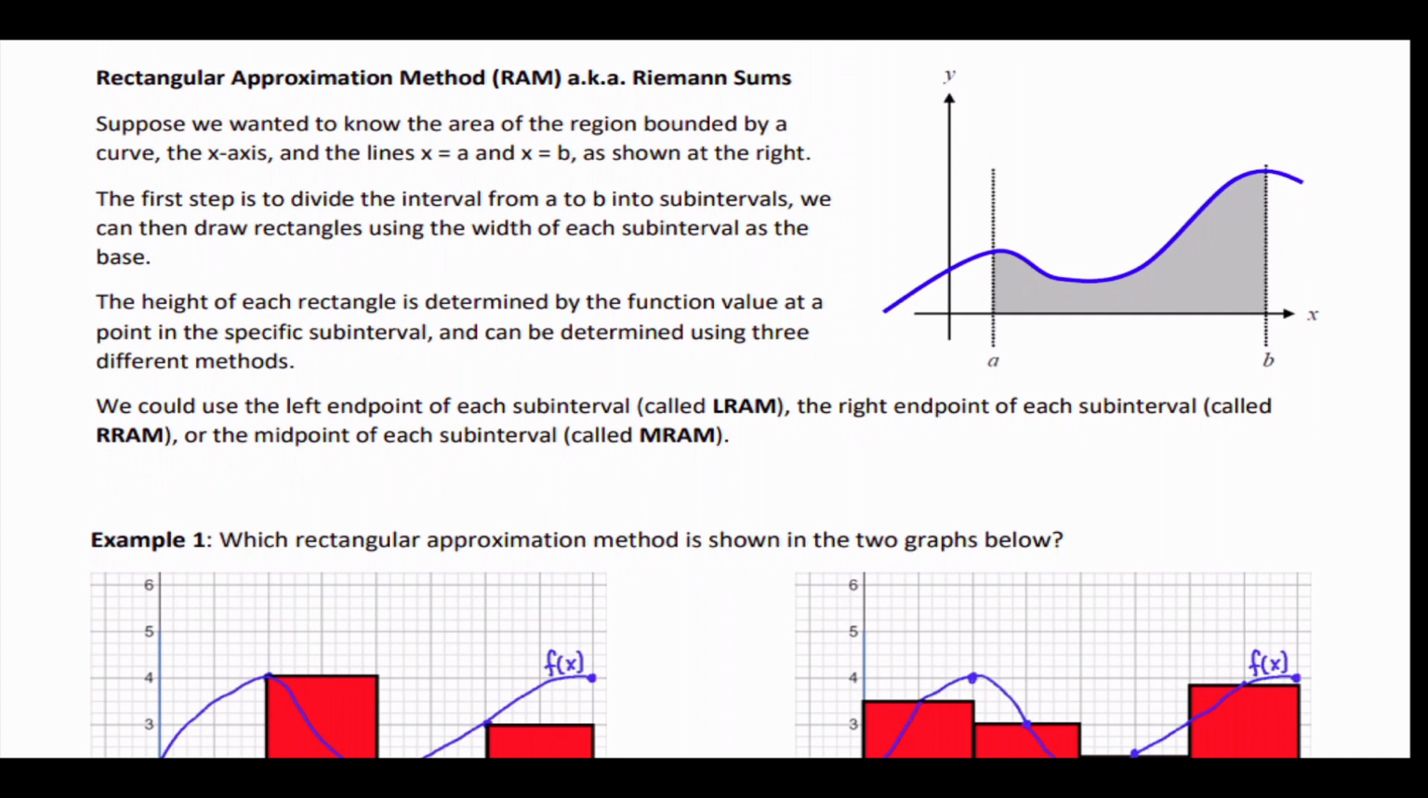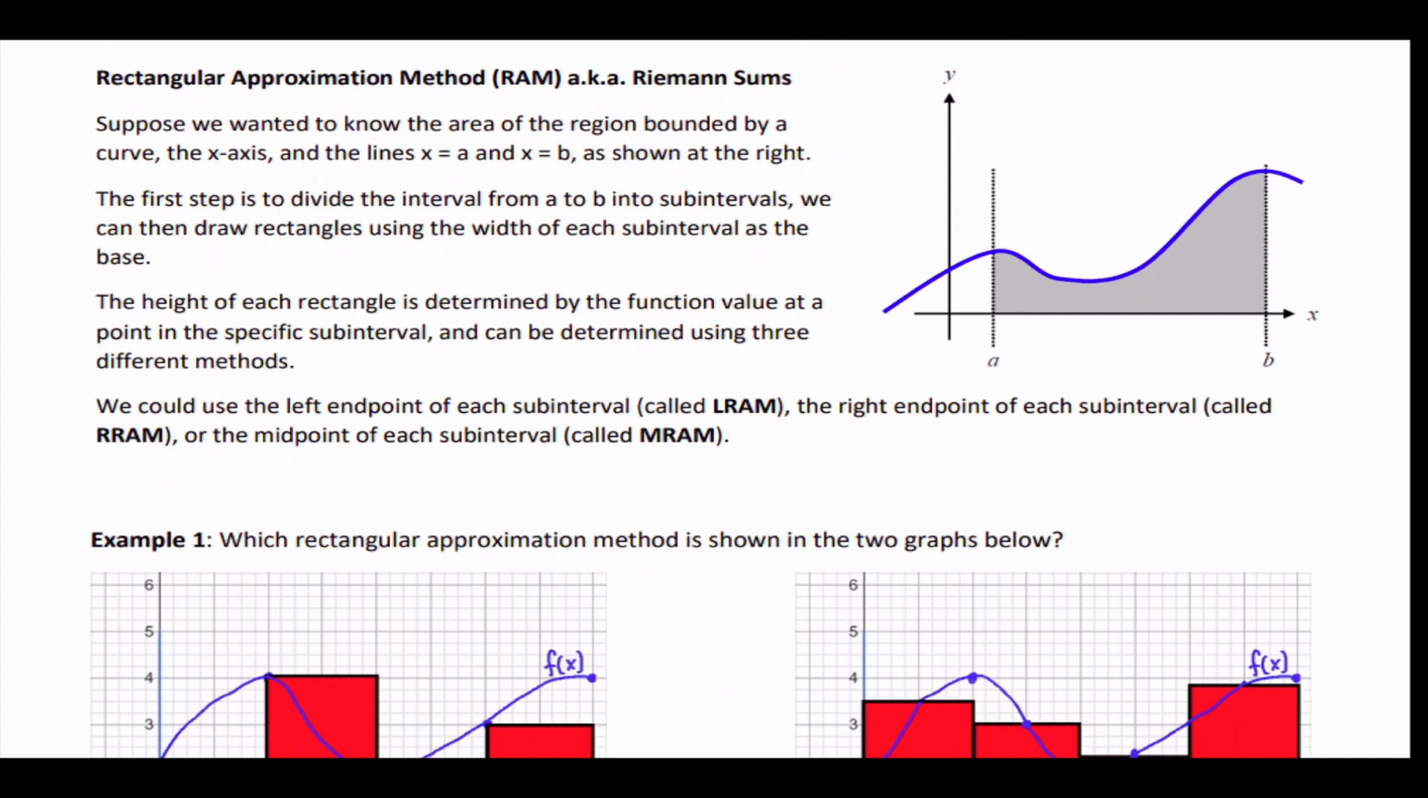Riemann sums. It kind of explains what we just did. So suppose we wanted to know the area of the region bounded by a curve, the x-axis, and the bounds A and B. Anytime you're finding area under a curve, there's always a bounds. Where do I start? Where do I end? The first step is to divide the interval into subintervals, slices. We can then draw rectangles using the width of each slice as the base. The height is determined by the actual function.